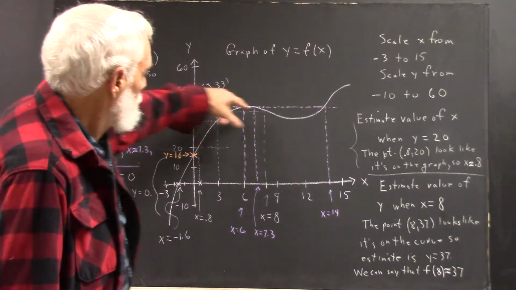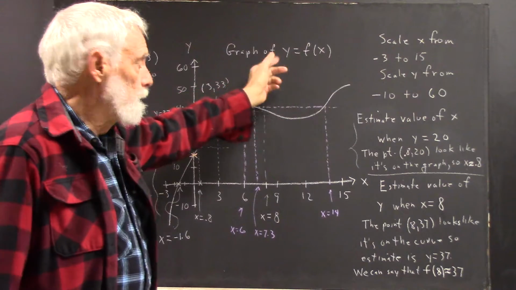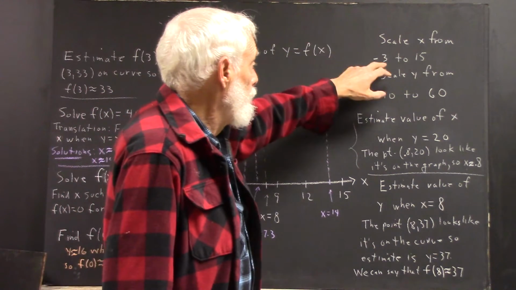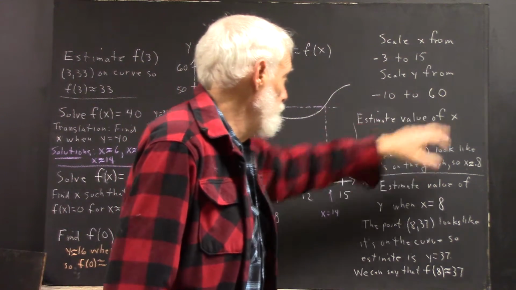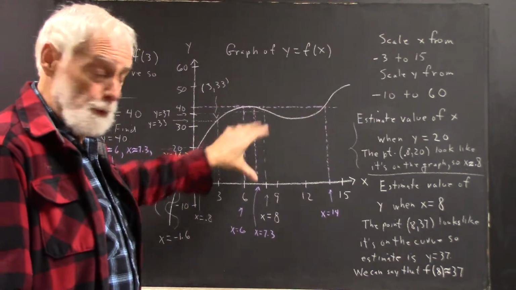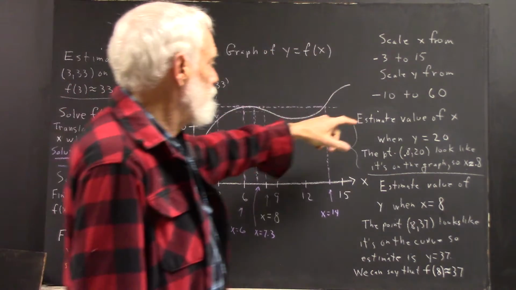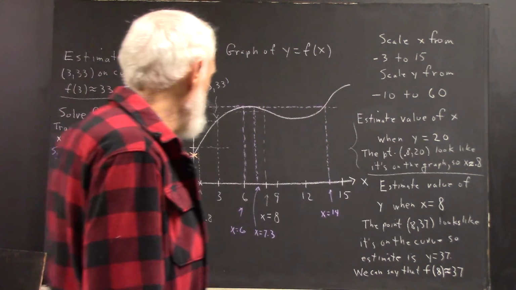We're given an arbitrary graph of some function y equals f of x. Asked to scale the graph from -3 to 15, -10 to 60. We did that in the preceding video that we're summarizing. Then we want to estimate the value of x when y equals 20.